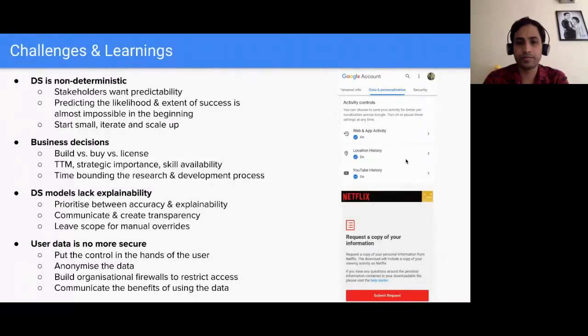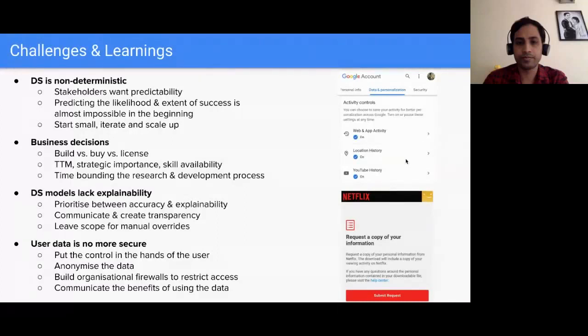Then there is a question of skill availability, right? Do you have the data science people or the right skill sets to actually help you build that? If you don't, then you need to spend time in recruiting the right people, which will again take time, right? So a lot of these business decisions as a PM, you need to evaluate and take the right decisions in favor of business or customer, whoever you're optimizing for.